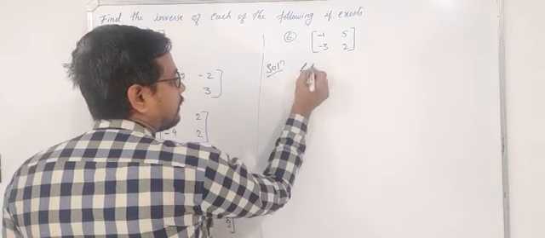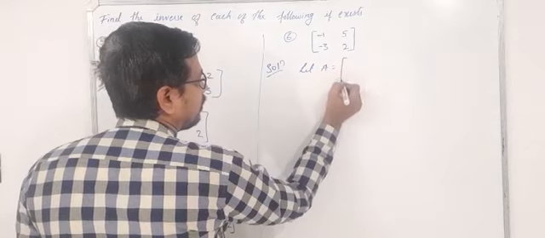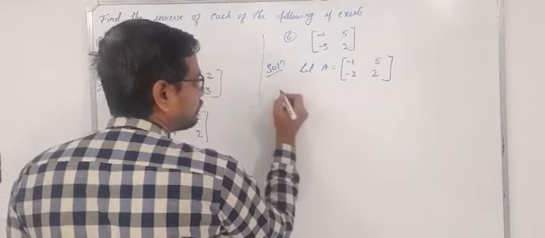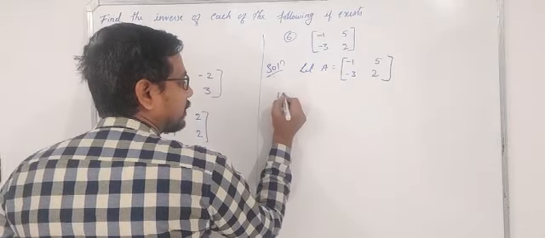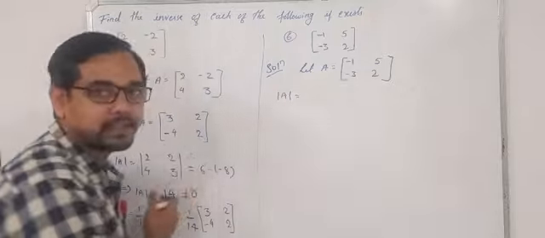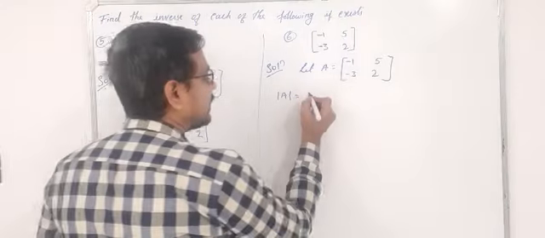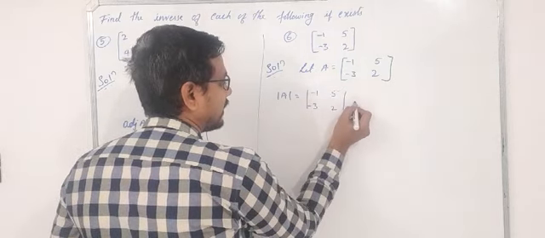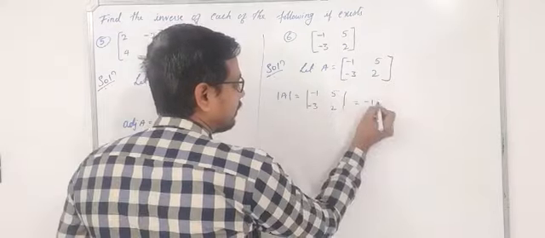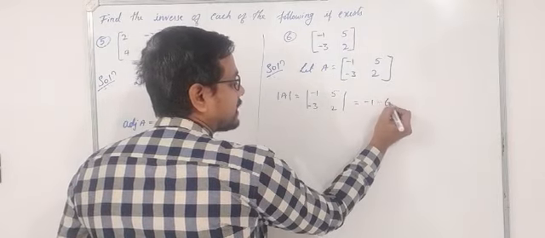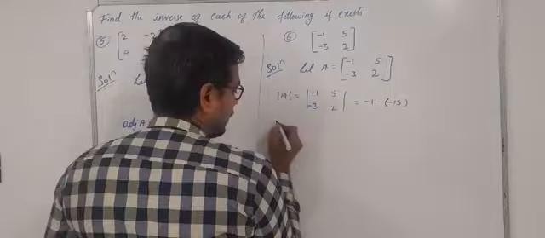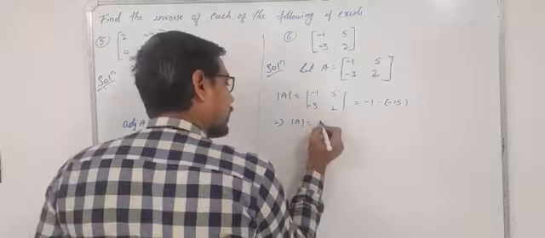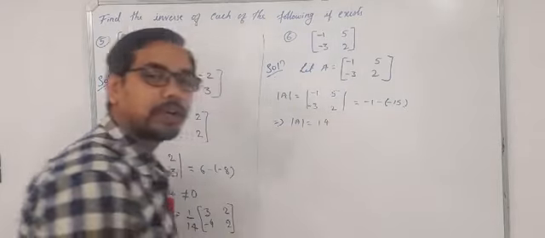Right? Let A is equal to minus 1, 5, minus 3, 2. Right? So let's calculate determinant A first. Anyway, you can do either this way or this way, anyway. Right? So determinant A will be minus 1, 5, minus 3, 2 in the determinant. So there will be minus 1 into 2 is minus 2, minus of minus 3 into 5 is minus 15. Determinant A is minus 2 plus 15. It is 13.